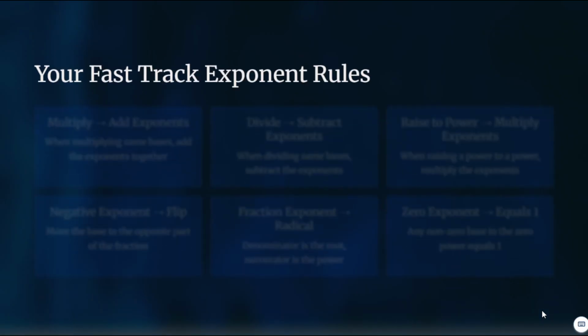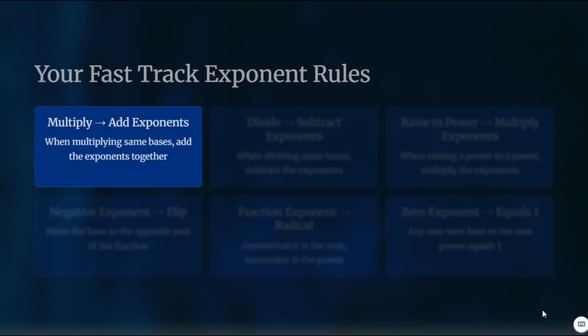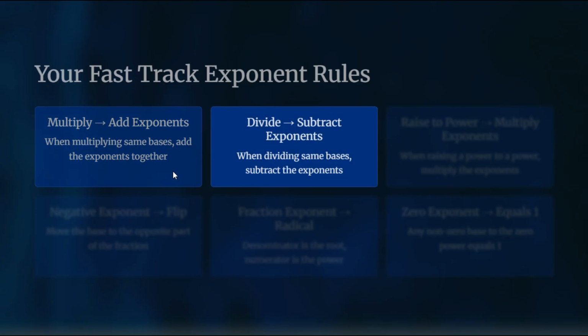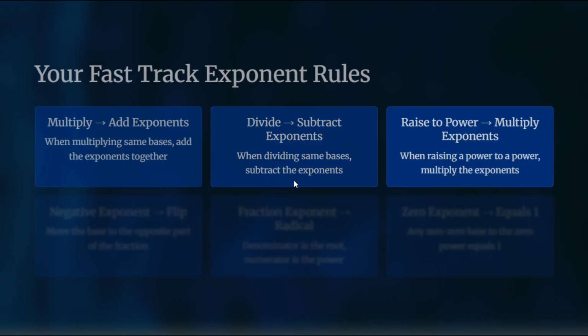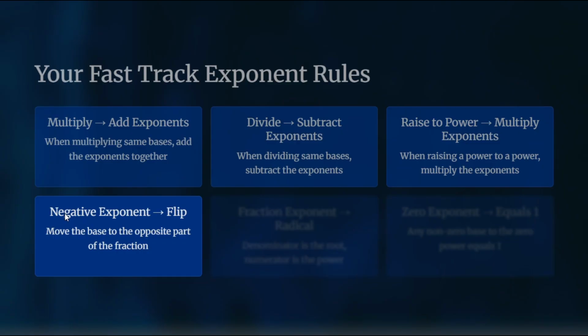Here are your fast-track exponent rules. So first, if you multiply the same base, you will add the exponents. If you divide the same base, you will subtract the exponents. When raising a power to a power, you will multiply the exponents. If you have negative exponents, you can move the base to the opposite part of the fraction and make the negative exponent become positive.